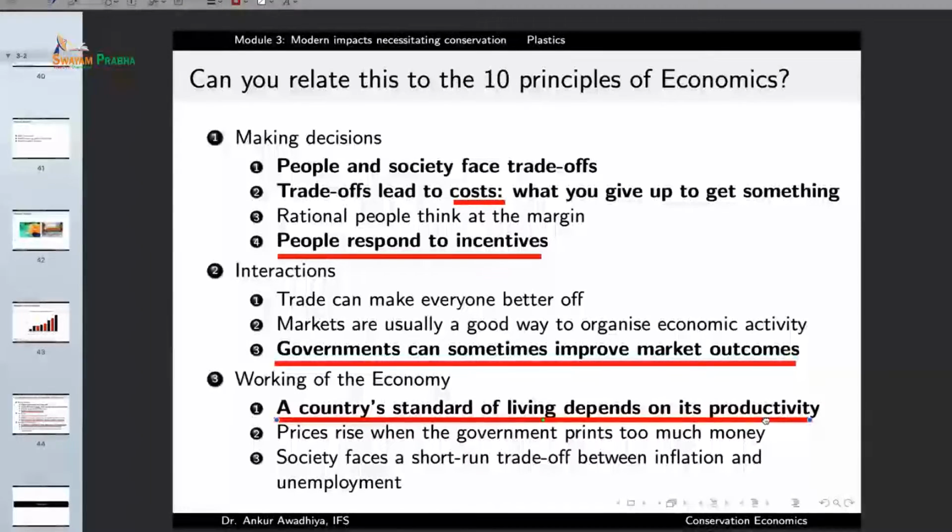And also, a country's standard of living depends on its productivity. So earlier we saw that the levels of plastics increased so much, the production increased so much because most of the countries were emphasizing that we need to produce more and more. Now, today as well, we need to have more and more of different products. But then, if we can emphasize that these products not only need to be cheap, but they also need to be environment friendly, then probably we can shift away from the nuances of these plastics. So that's all for today.